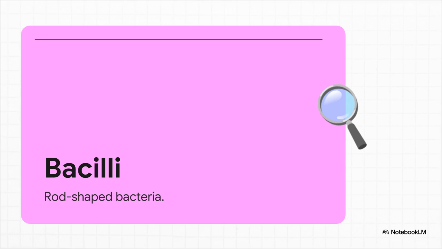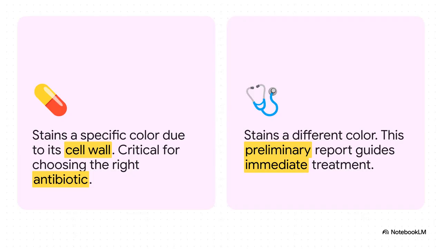Now this is where it gets really cool, the Gram stain. Based on what their cell wall is like, bacteria will stain one of two colors. This one simple test splits pretty much all bacteria into two giant groups, Gram-positive and Gram-negative.